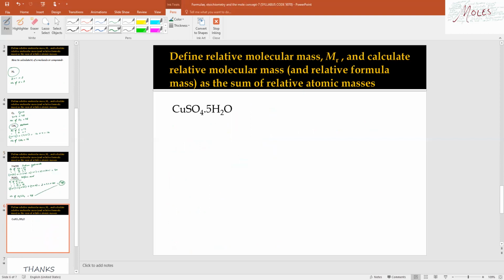Now let's work out the Mr of CuSO4 5H2O. Now what we have to do in this example, we have to work out the Mr of CuSO4 and 5H2O separately, then add these values. Ar of Cu, S, O, and H. Cu is 64, sulfur is 32, oxygen is 16, hydrogen is 1. Let's work out the Mr of CuSO4 first.